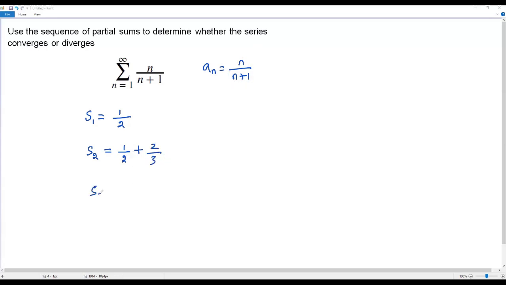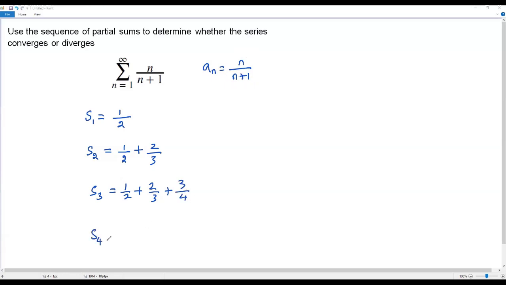Now let me find the third partial sum. That means I have to add the first three terms. For that, I plug in n equals 1 to get the first term, n equals 2 to get the second term, then n equals 3 to get the third term, and then add all three terms. Already we got the first and second terms, that is 1 over 2 plus 2 over 3. To get the third term, I plug in n equals 3 over here. When I do so, I'm getting 3 over 4.